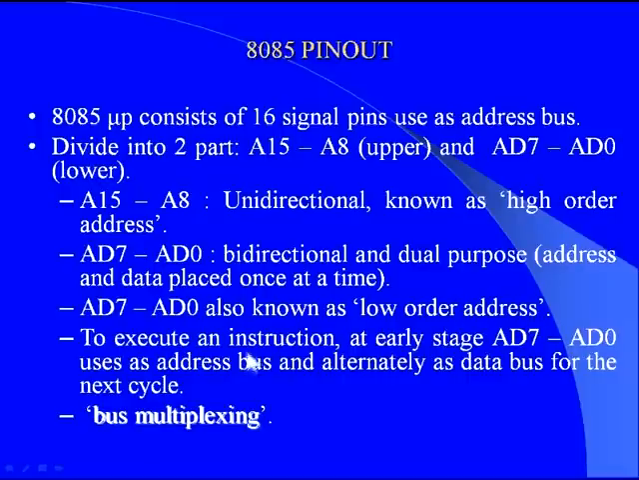Whenever an instruction is being executed, at the early stage AD0 to AD7 is used as the address bus and alternatively as the data bus for the next cycle. So the same bus AD0 to AD7, that is address data bus 0 to 7, at one time will act as an address bus, and at another time the same bus will act as a data bus. This is known as bus multiplexing.